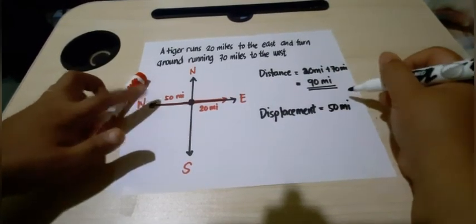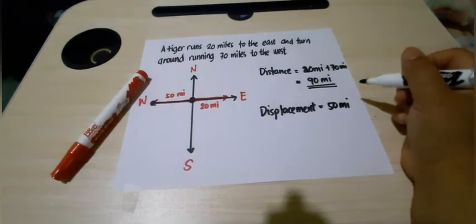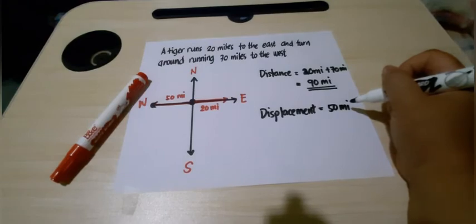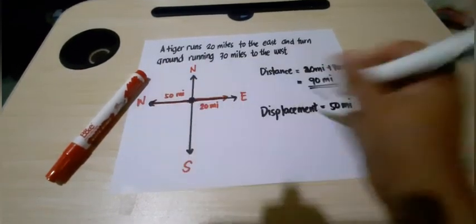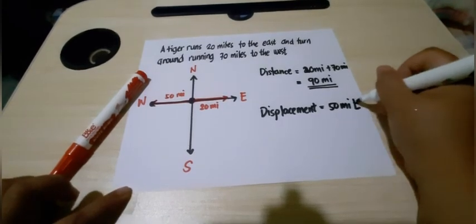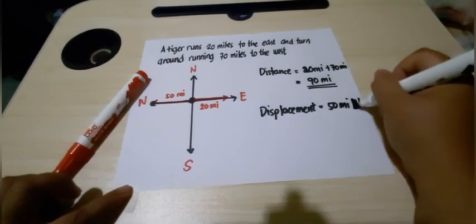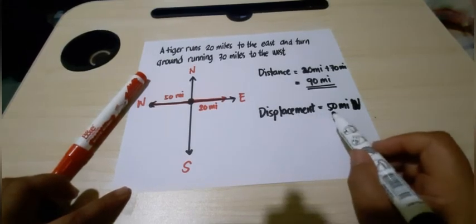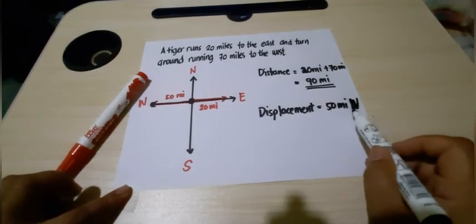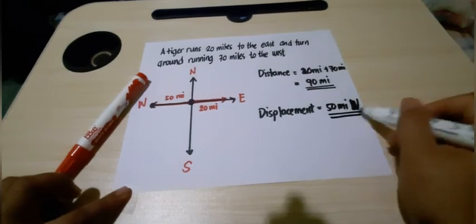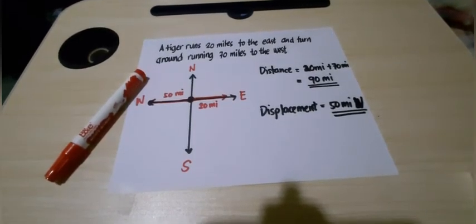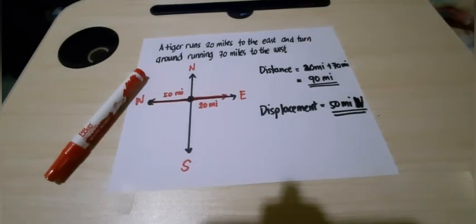And our displacement is a vector quantity, so it has the magnitude or the numerical data or measurement with the direction. Since he is going to the west, this is W for west. So our displacement is read as 50 miles west. Okay, so that is our displacement. So the difference between distance and displacement is now clear.